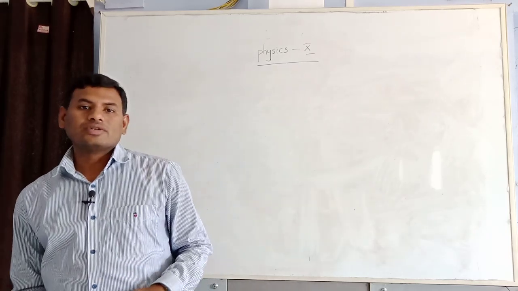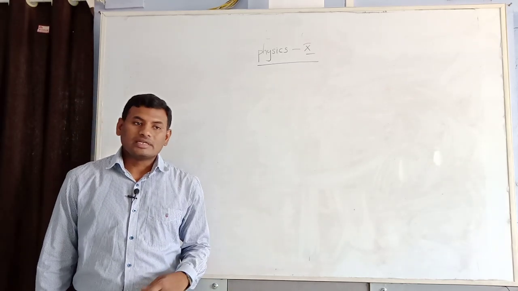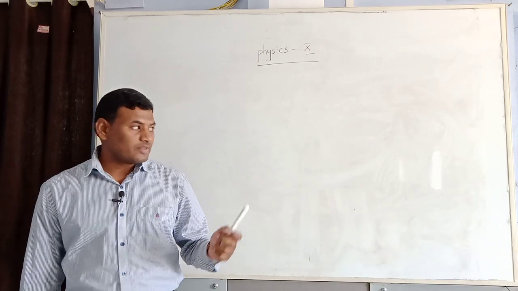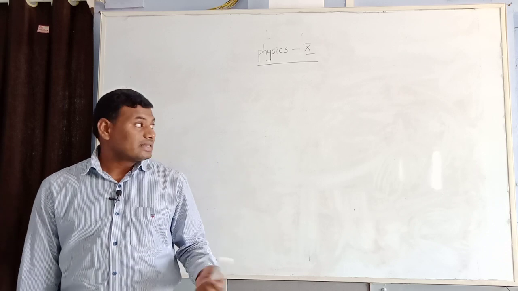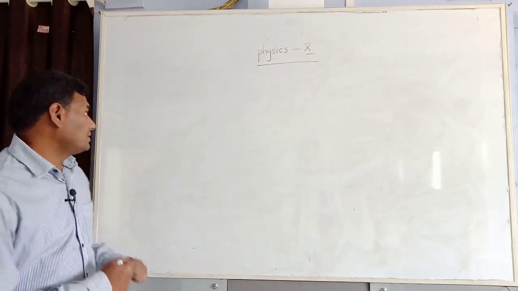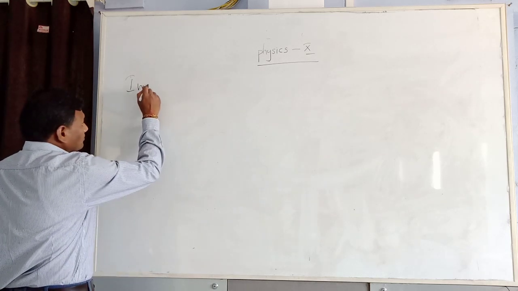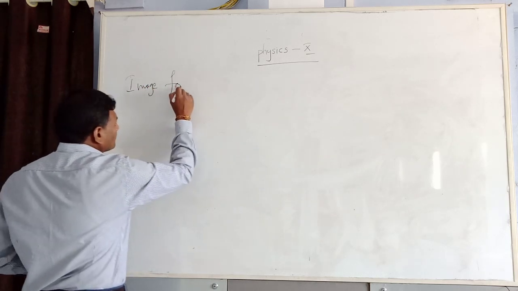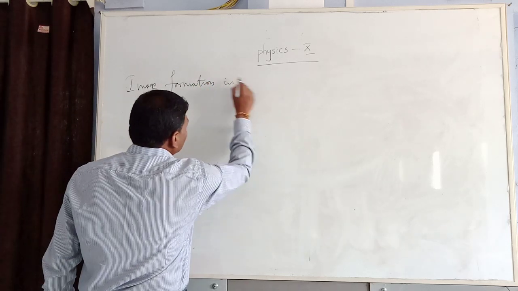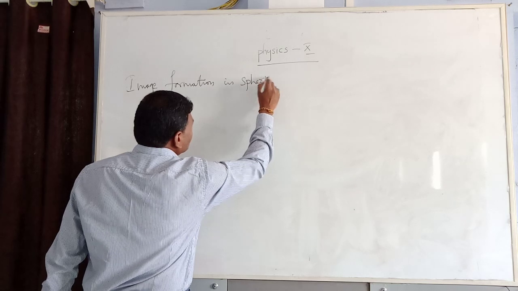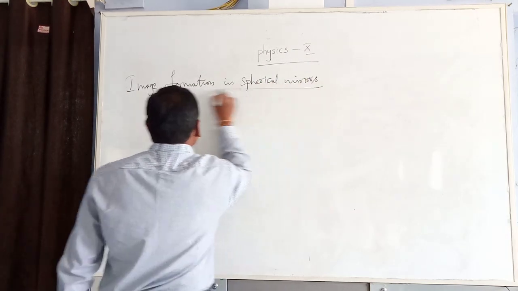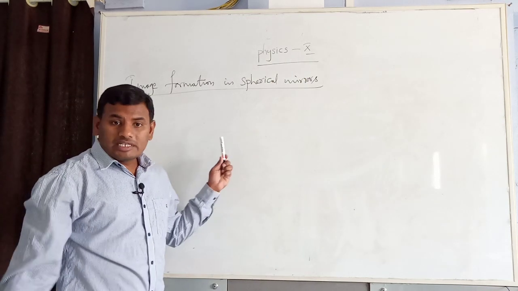Good morning, everyone. Today we'll be discussing image formation in spherical mirrors. Let us see how an image is formed when the reflection of the object is formed on the mirror. That is, we will discuss this image formation with the help of ray diagrams.